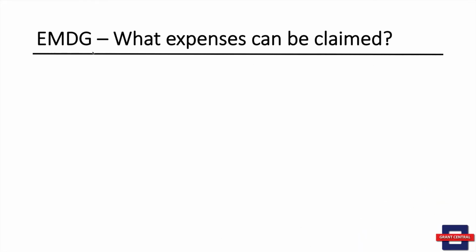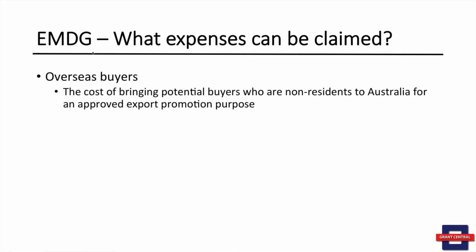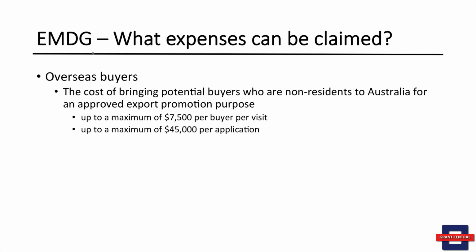Overseas buyers, here you can claim the cost of bringing potential buyers who are non-residents of Australia to Australia for an approved export promotion purpose. You can claim up to a maximum of $7,500 per buyer per visit, and an overall maximum of $45,000 per application.